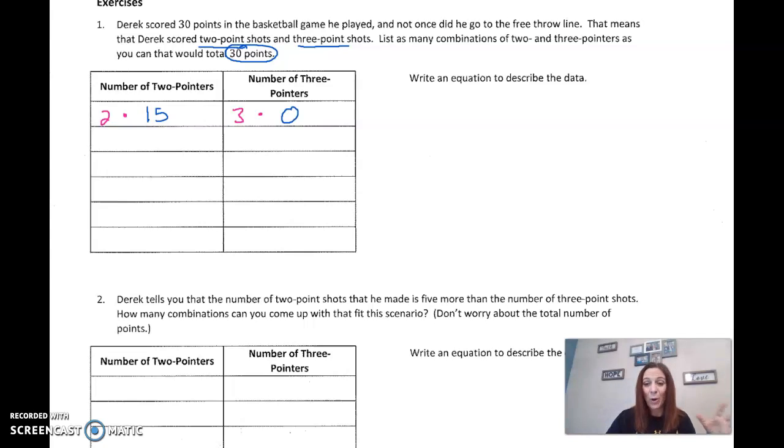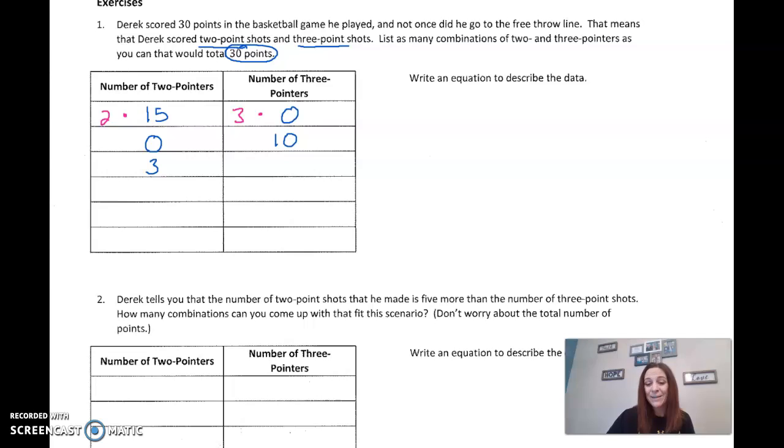Now, if he only made 3-point shots, he could make 10 3-point shots. 10 times 3 is 30. So that would mean he'd make 0 2-point shots. And you could, again, just guess and check some things. If you made 1 2-point shot, that would leave 28 points, and there's no way to score 3s to get to 28. So 1 is not an option. 2 isn't an option either, but 3 is.